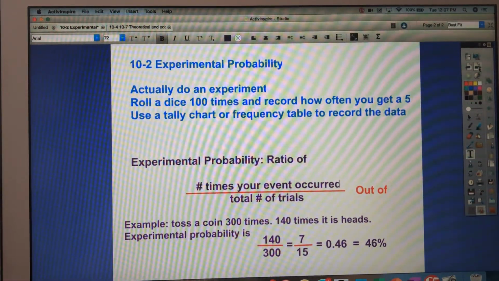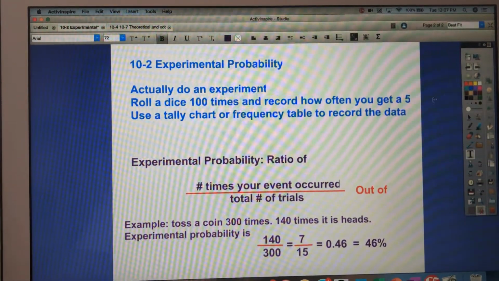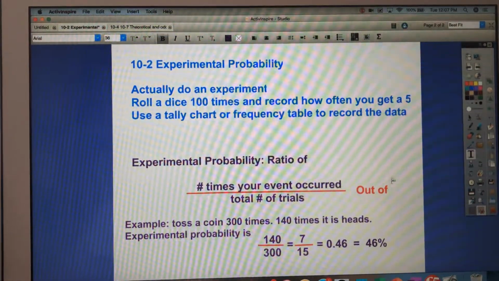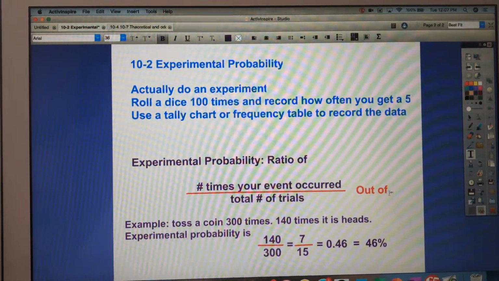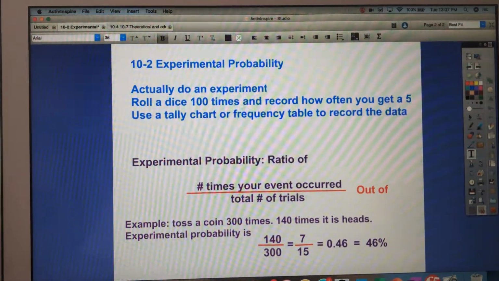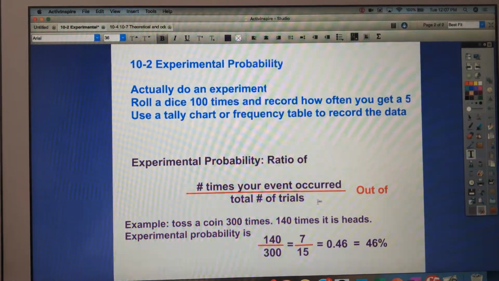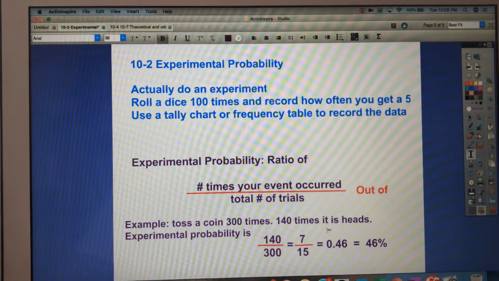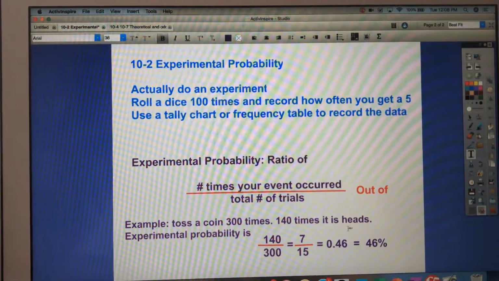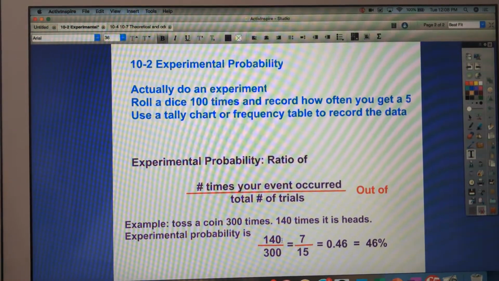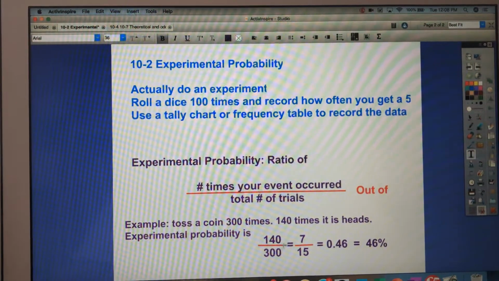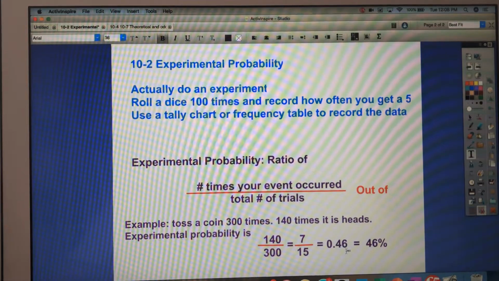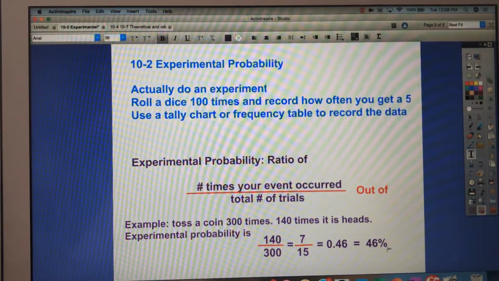Your experimental probability is the ratio of the number of times that your event occurred out of, remember that fraction line means out of, that's a trigger word, the total number of trials. So, example, I toss a coin 300 times. 140 times it is heads. The experimental probability: 140, my event occurred, out of 300. I can reduce it to simplest form, I can convert it to a decimal, and I can convert that to a percent.